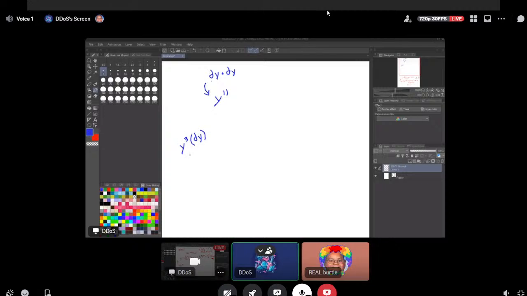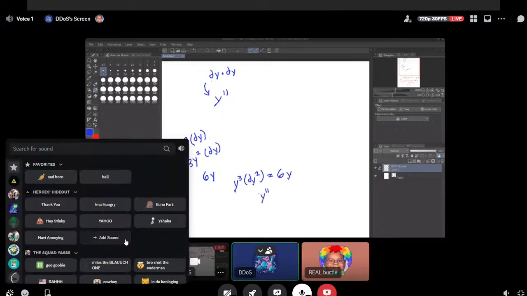If we took the derivative of y cubed, we would get 3y squared. And if we took the derivative of that, we would get 6y. Another way to write that is d squared y cubed over dy squared is equal to 6y, because we derive it twice. And another way to write that would be y double prime instead of d squared over dy squared.